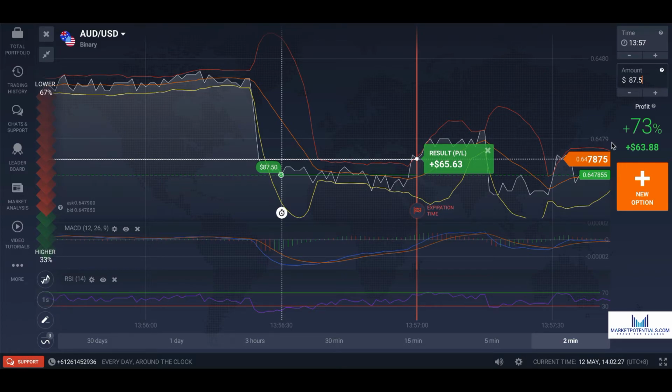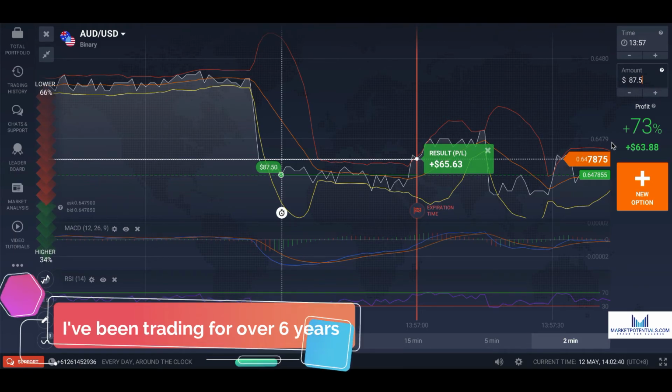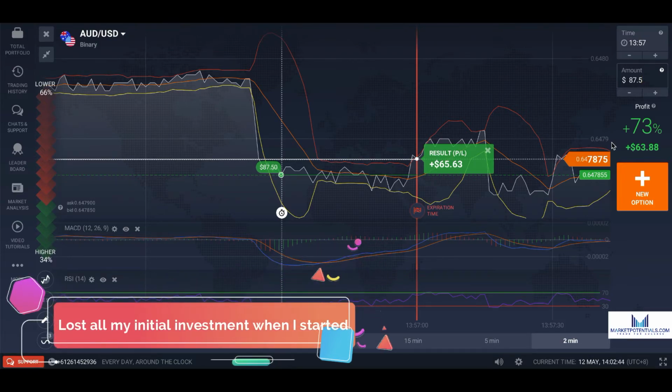Obviously, you do have to build up some experience to be able to trade profitably and consistently like I do. And again, guys, I've been doing this for the past 6 years. So, of course, when I first started 6 years ago, I literally had $500 to my name, and I put it into trading. And you know what happened? I literally lost all of it.